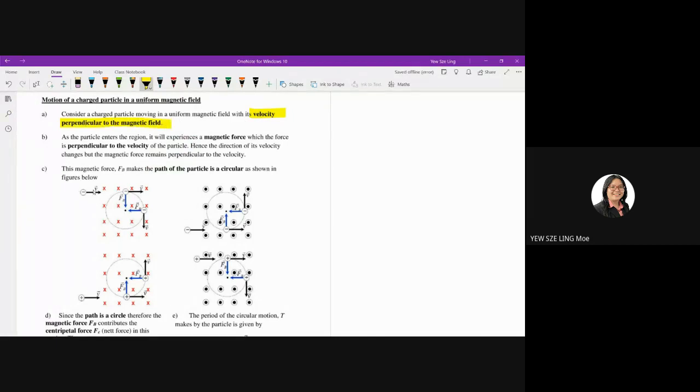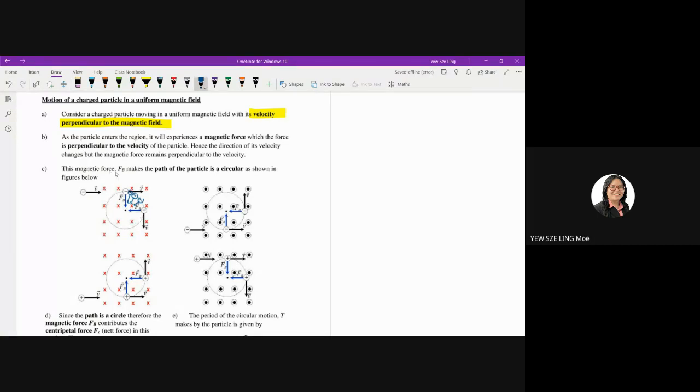And the moment it enters the field, what is going to happen? It will be pulled downwards by the force. And it won't just stop. When it is pulled, it will change direction a bit. When it changes direction a bit, the force also changes a bit. And eventually, you will obtain a circular path.